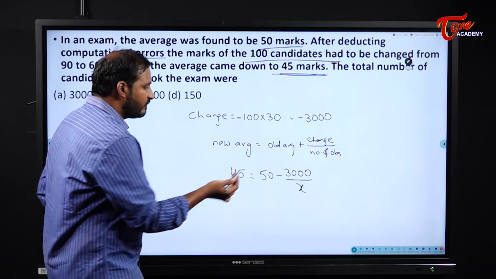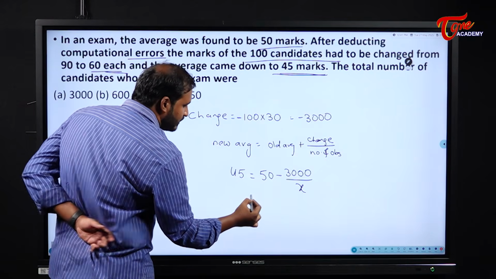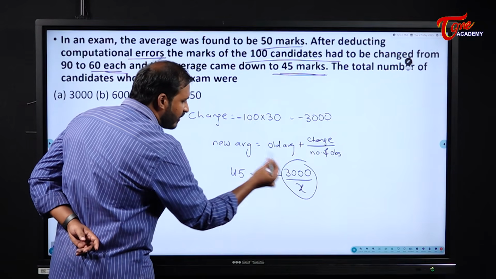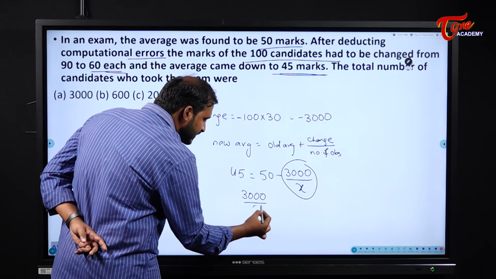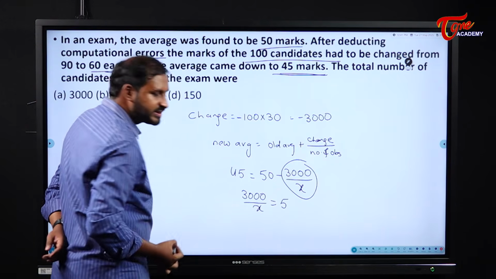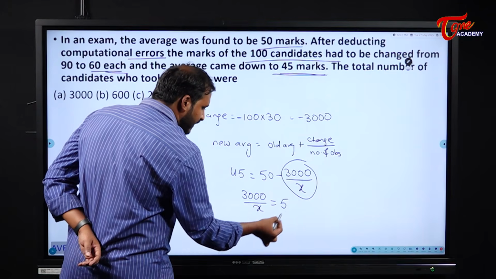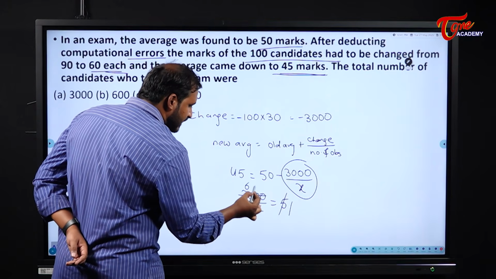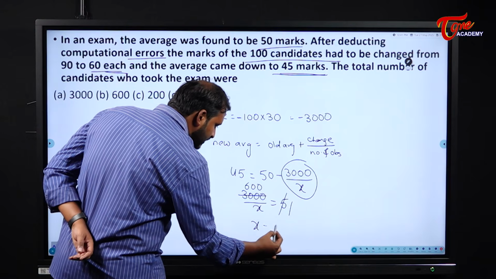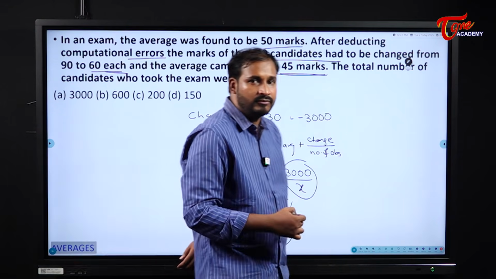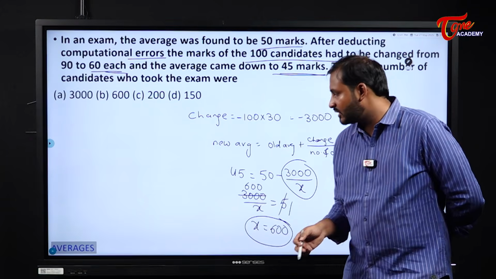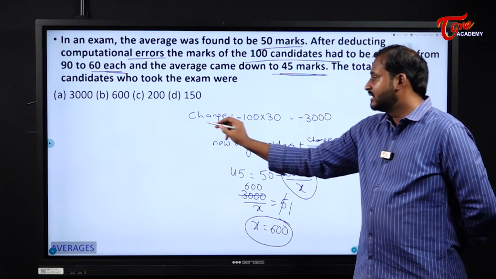That's it. So now when I send this value to this side and 45 to that side, it becomes 3000 by x is equal to 5. 3000 by x is equal to 5. Now please see here, 5 sixes are 30 and 2 zeros. So x value will become what here? 600. That means a total of 600 candidates took the examination. So simple, students.